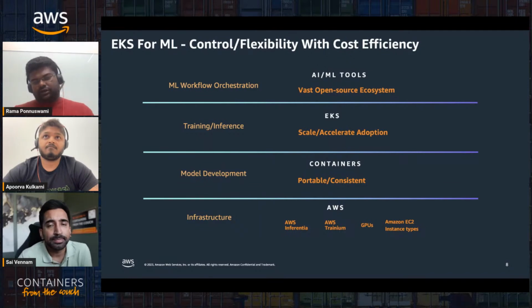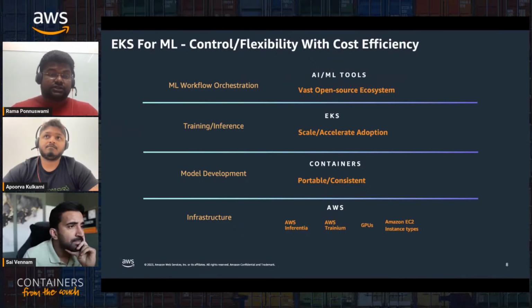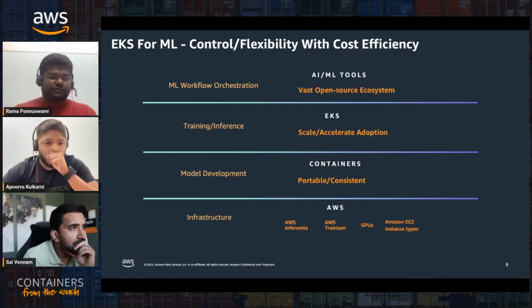Yeah, I wanted to talk a bit about how EKS and AWS in general can help these customers at a generic level when it comes to machine learning and especially generative AI workloads, right? It really starts from the infrastructure layer.